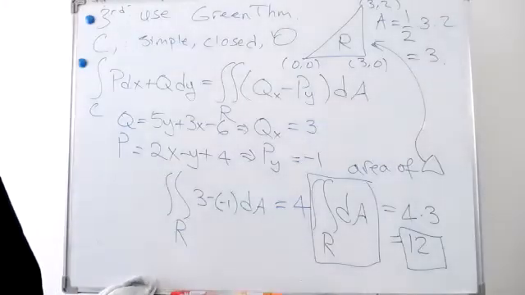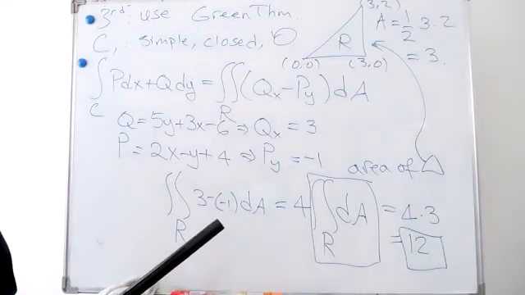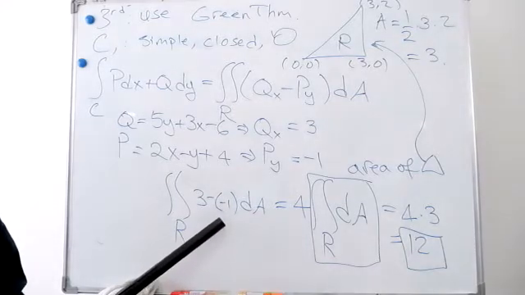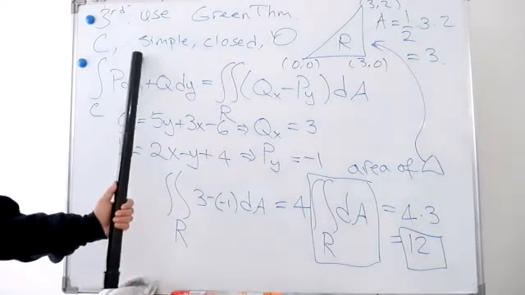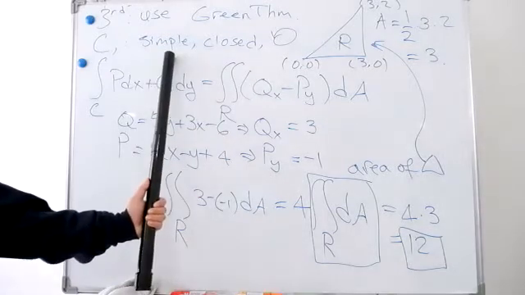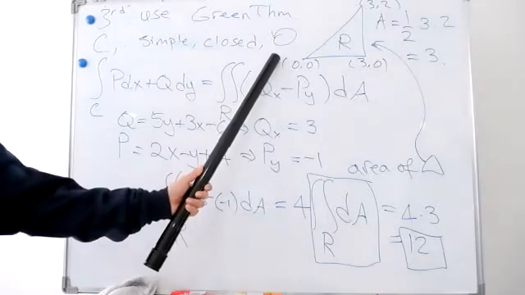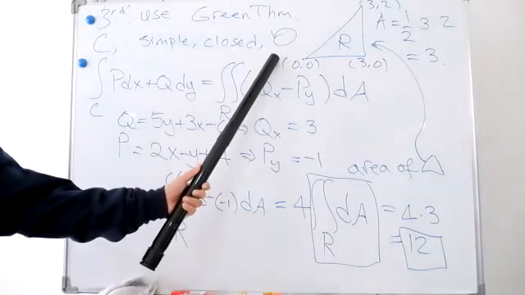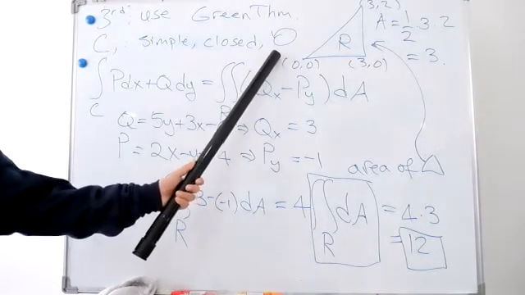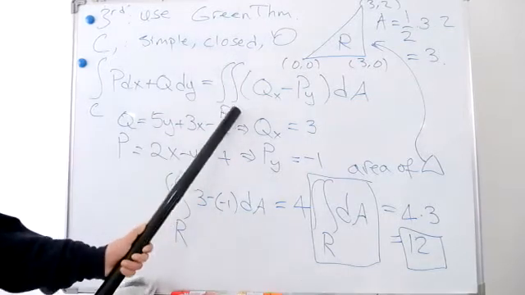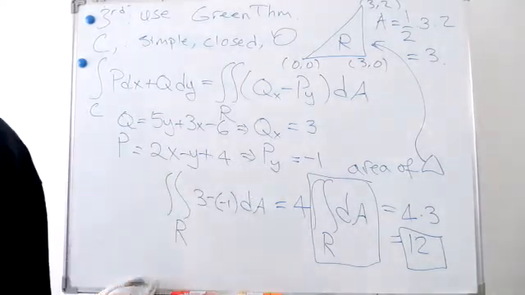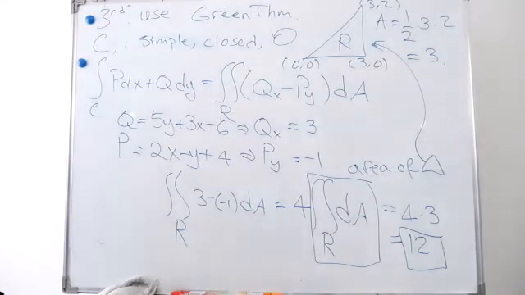Okay, so this is easy, but this comes with a cost that this is only valid for this condition: simple, closed, and oriented counterclockwise. You need to make sure the orientation is correct before you evaluate with Green's theorem. Okay. So any questions so far?